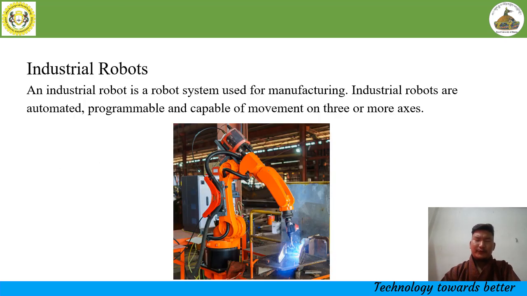Some of you might have heard about industrial robots. If I explain it in proper words, an industrial robot is a robot system used for manufacturing, and industrial robots are automated, programmable, and capable of movement on three or more axes.